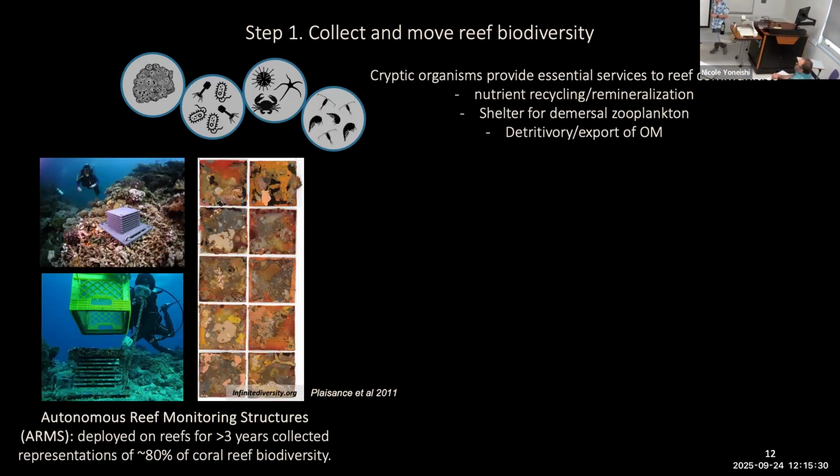And some of you might be familiar with this project called the ARMS project. This was an NSF PIRE project called Autonomous Reef Monitoring Structures, where we basically built these standardized plates or settlement structures and then deployed them all over the earth, thousands of them, for a few years, and then sampled them. And the goal was to try and census coral reef biodiversity. And what they found here is that they could collect about 80% of coral reef biodiversity, which is pretty good. So that kind of demonstrates that we have this tool to collect and move a lot of this cryptic biota.